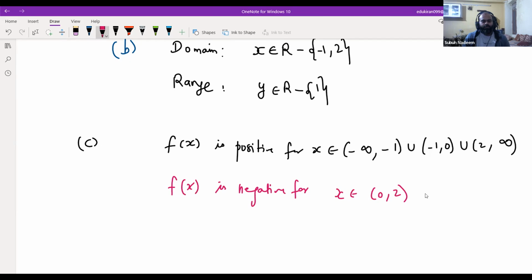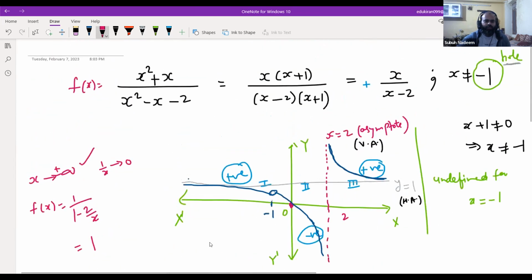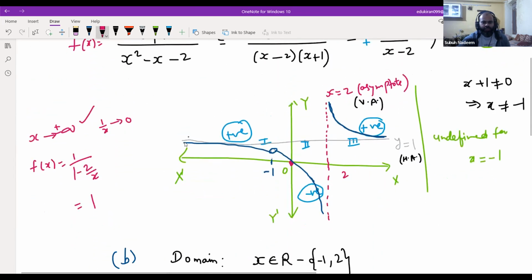And the intervals where f of x is increasing and f of x is decreasing. Okay, so f of x is decreasing left of the asymptote as well as right of the asymptote. Throughout it is decreasing. It is decreasing here also, then from infinity it is again decreasing.